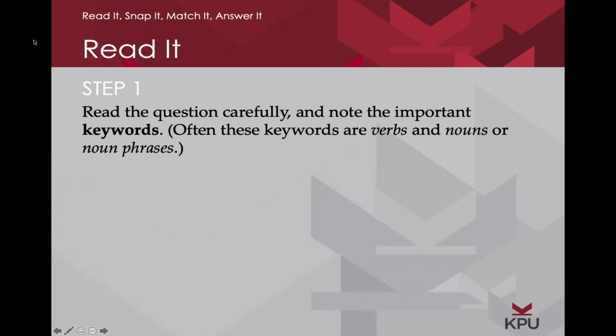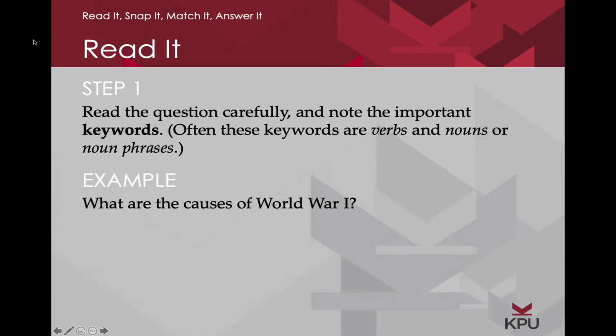So if we look at a simple short answer question, what are the causes of World War I? First step, read it and identify the keywords. We can identify in this question, we have two sets of keywords, causes and World War I.